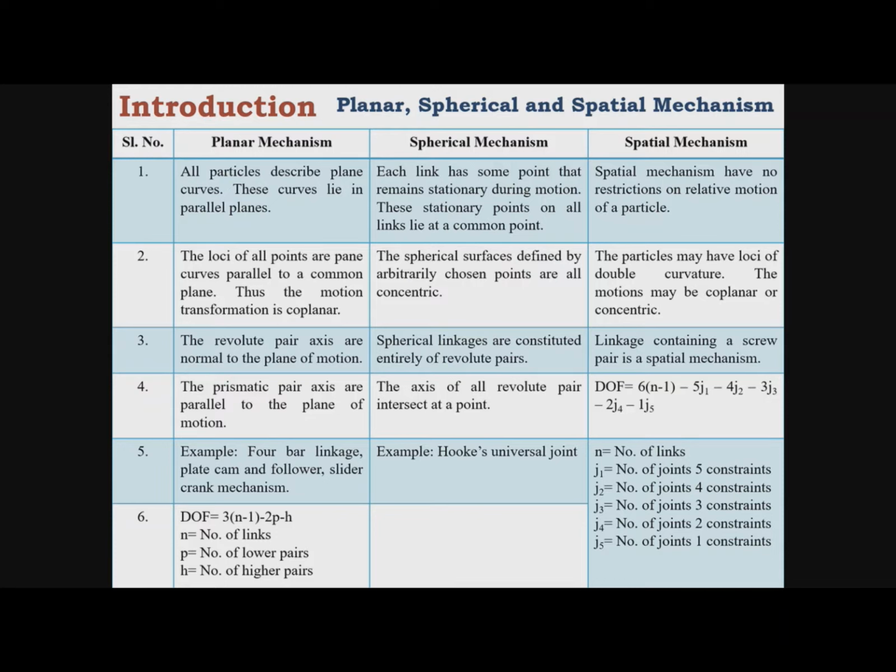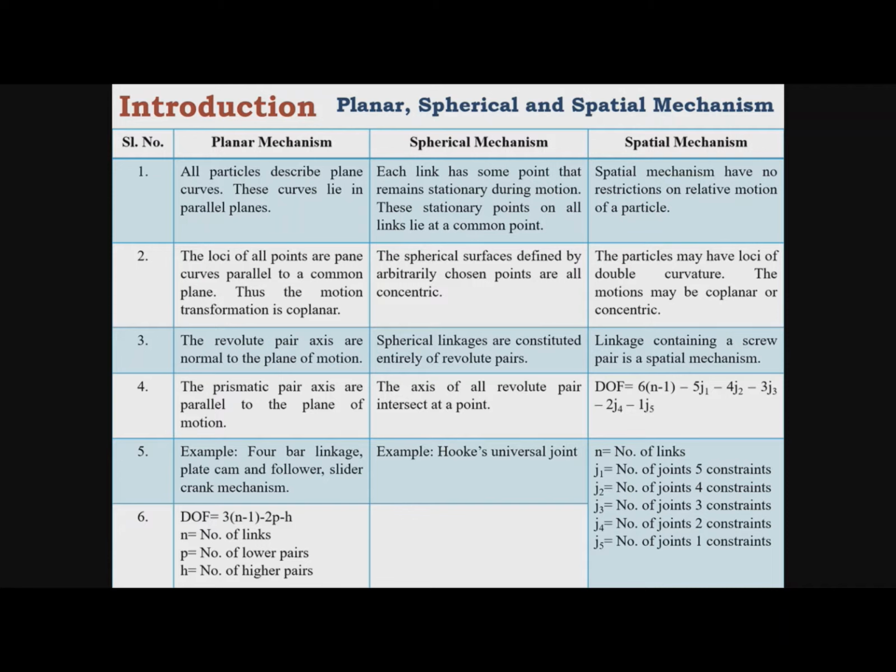Planar, spherical and spatial mechanisms. In planar mechanism, all particles describe plane curves. These curves lie in parallel planes. Whereas in spherical mechanism, each link has some point that remains stationary during motion. These stationary points on all links lie at a common point. In spatial mechanisms, there are no restrictions on relative motion of a particle.